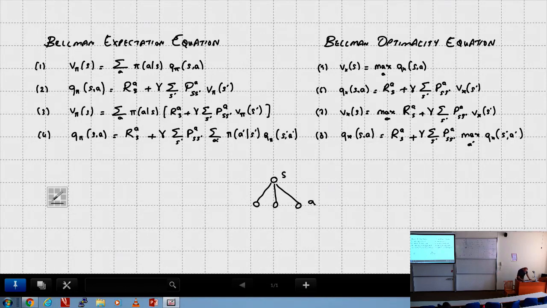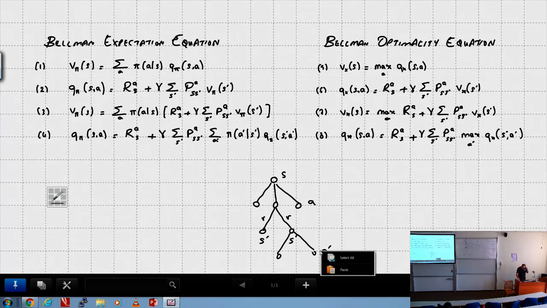So after this, we're going to have some reward and some other state. Okay. And then from this other state, we're going to decide on some other action again, A prime, and this thing is going to keep going.